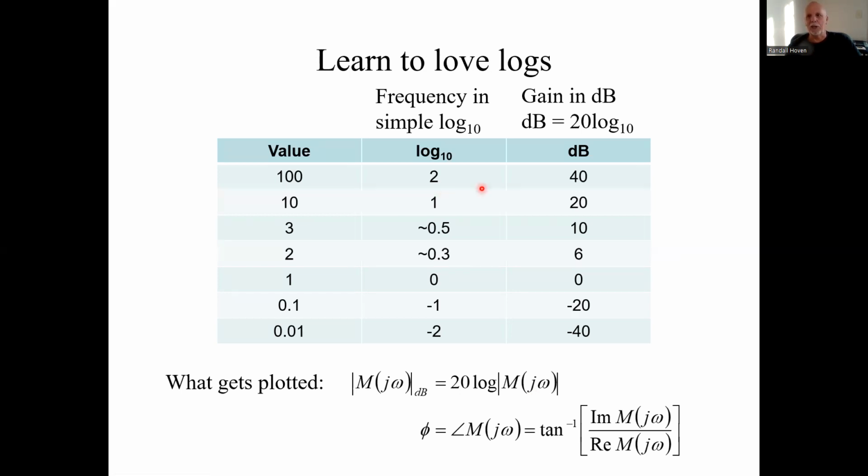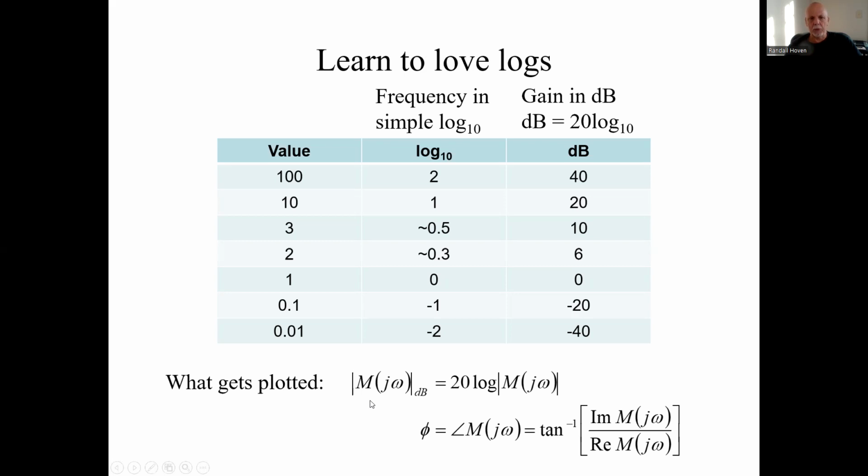So get used to logs if you're not used to logs. Like the normal value of 100 is 2 in log. In dB that we use, it's 20 times that, so it'll be 40. So a gain of 100 is actually a gain of 40 dB. A gain of 10 would be 20 dB. Here's a couple other ones that kind of round off to numbers. 3 is about 10 dB, 2 is about 6 dB. Get ready for that.